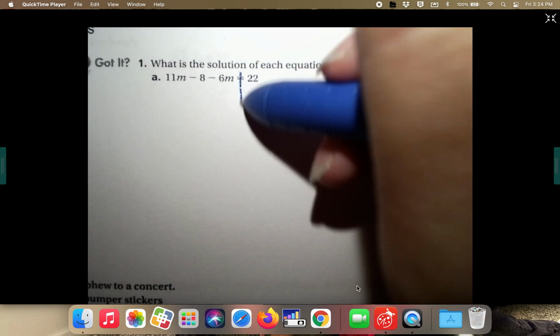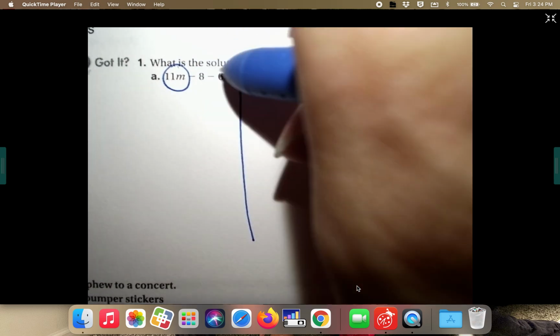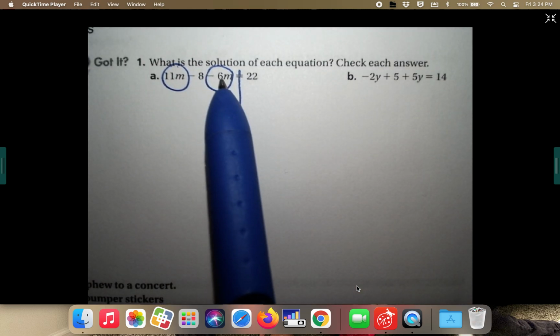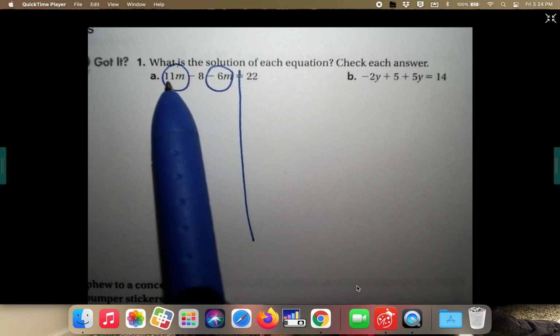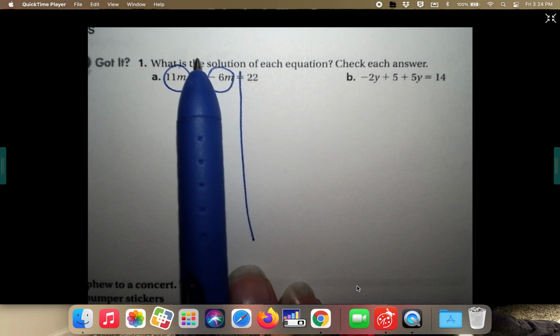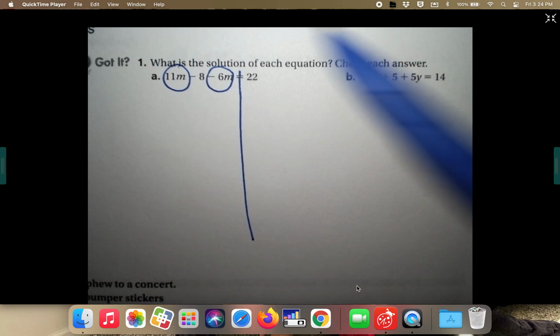Okay, so the first thing I would have done is circled my like terms. In this case, it is 11m and minus 6m, or negative 6m, however you look at it. But if I'm reading it left to right, I don't even want to look at the negative 8 or the minus 8. In fact, pretend it's not even there. I'm going to cover it up. So as I'm looking at it from left to right, the 2 things circled are 11m minus 6m. So 11m minus 6m is 5m.